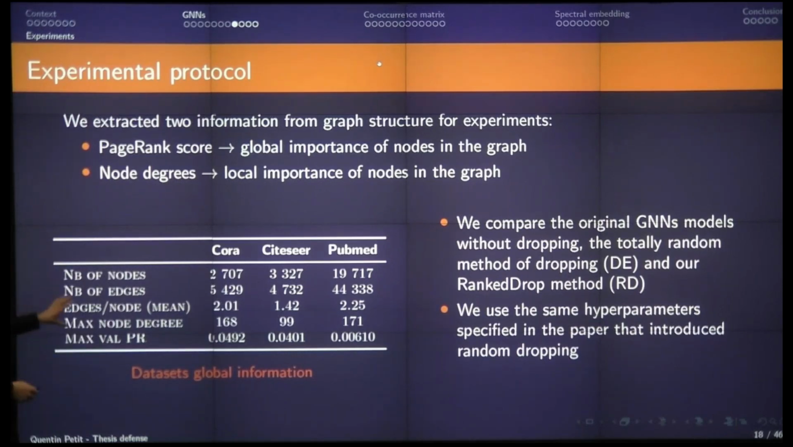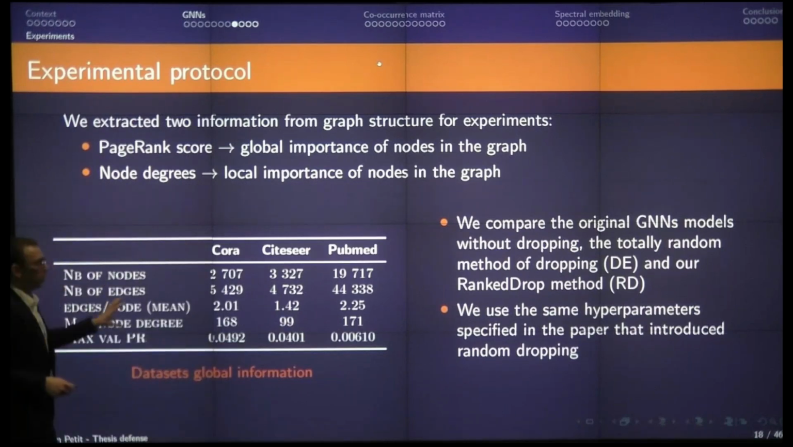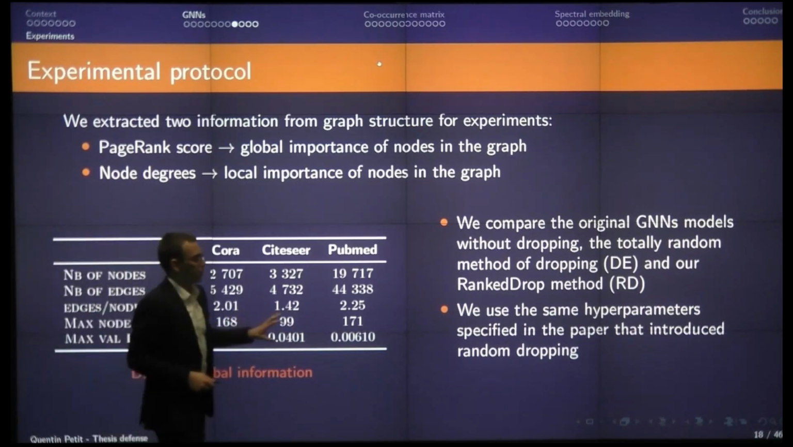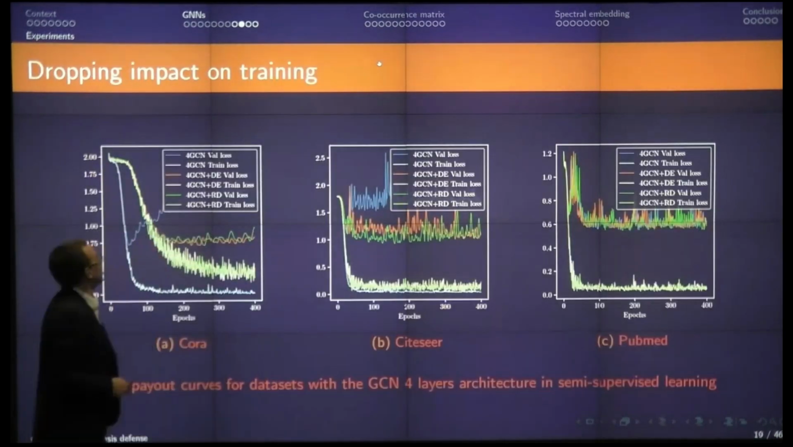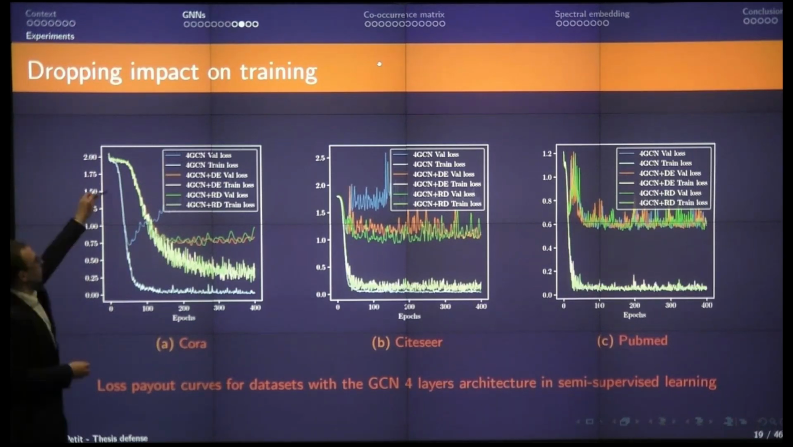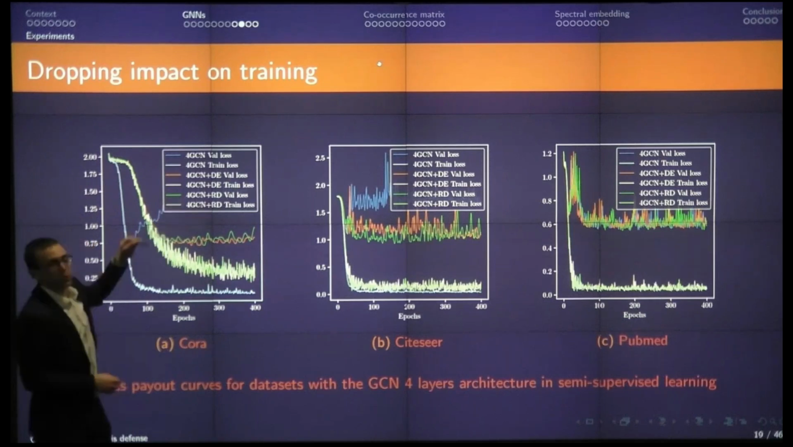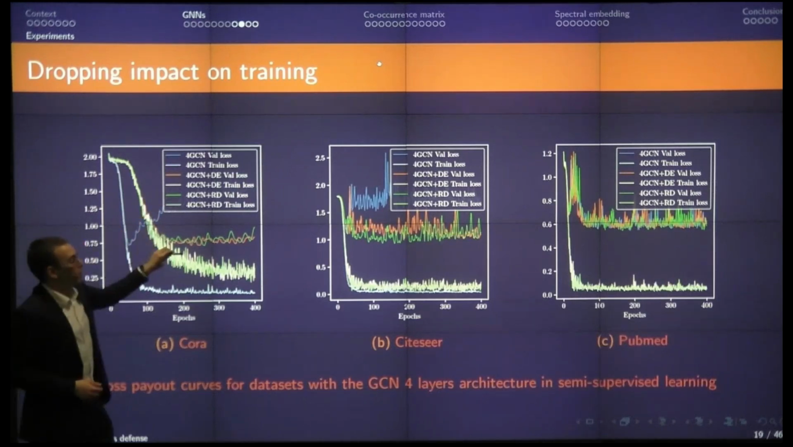We compare with three different datasets here, and for each, this is the same dataset that was used in the paper that introduced the totally random dropping. Okay, so here we will see the impact of dropping on the training. We can see in blue the loss curves when we don't have any dropping. In orange, we have totally random dropping, and in green, the loss curve with our dropping.